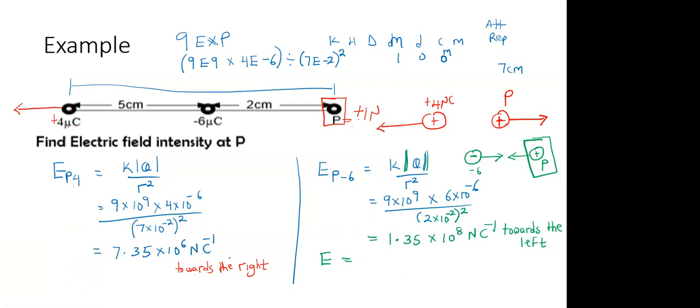When I look at this, the field due to the 4 charge is to the right, and this other one is towards the left. When something is pointing to the left, you consider it negative. When something is pointing to the right, you consider it positive. So my total electric field intensity is going to be 7.35 exponent 6 minus, because we are adding, minus 1.35 exponent 8.